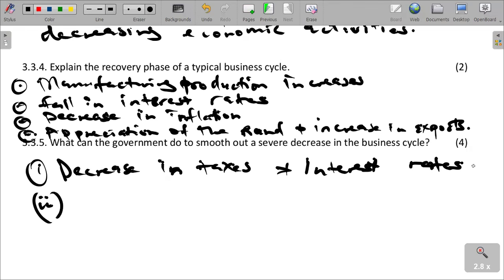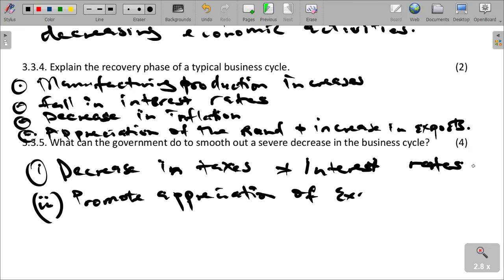We can also talk about allowing the exchange rate to appreciate. They need to make their currency gain power in order for it to buy better. Exchange rate appreciation. Government also implements job creation initiatives in public works.